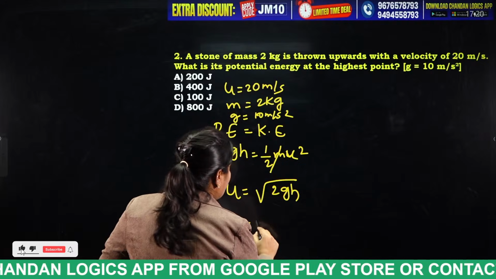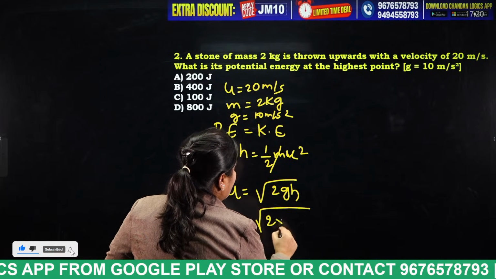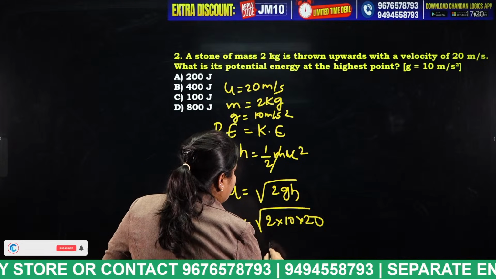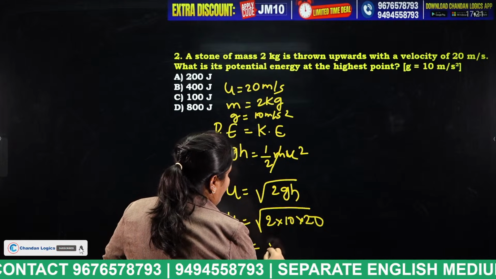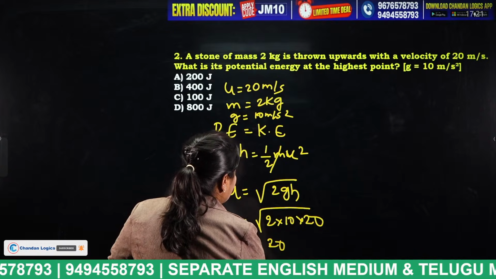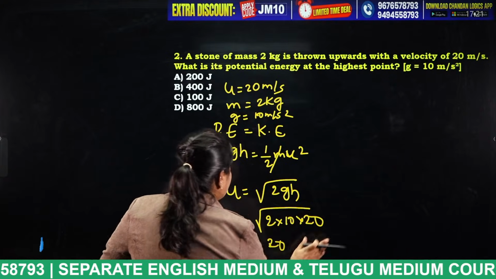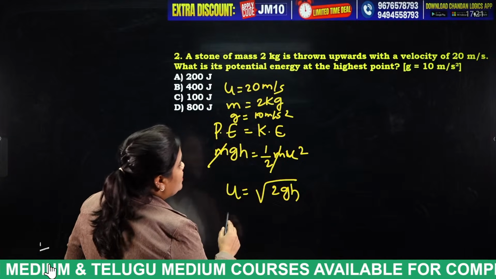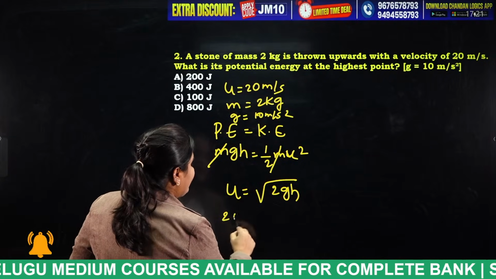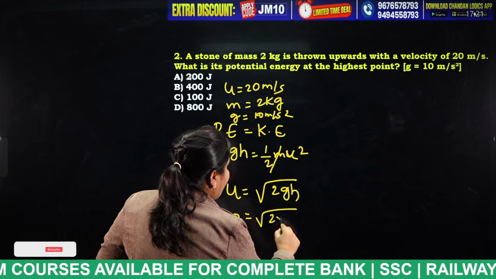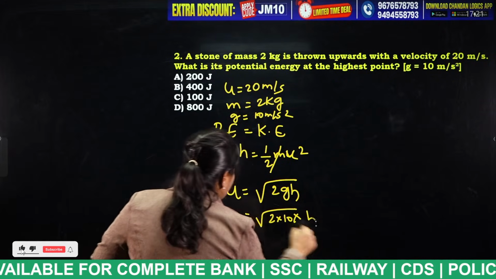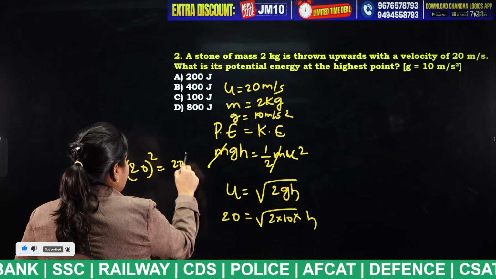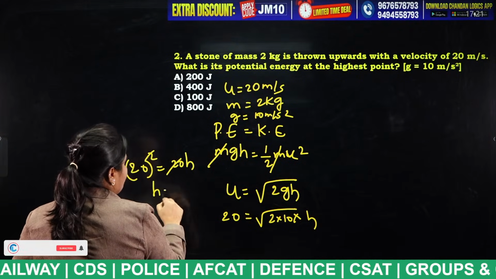From this, u is equal to 2 into 10 into 20. So you will get 2 into 10, 400, so 20. u is equal to 20. Actually 20 is there, we have to find the h, right? So u is equal to 20 and 2 into 10 into h. So 20 square is equal to 20h. So 20 cancels, h is equal to also 20.